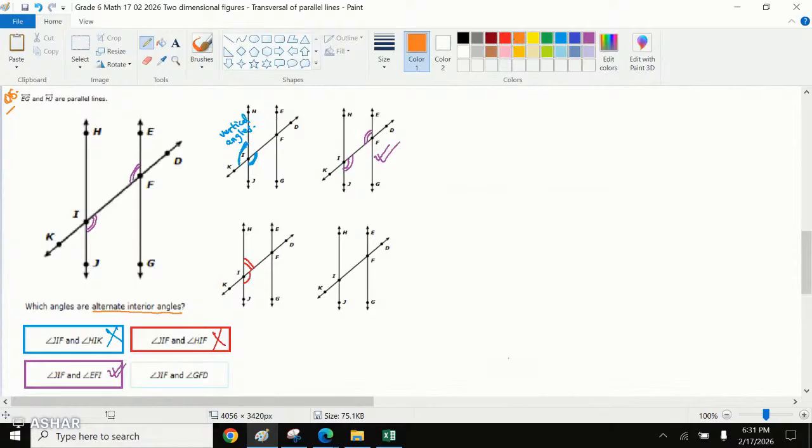And finally, the last will not be equal because we already found the answer. That is JIF and GFD. They are corresponding angles, right? So they are not alternate interior angles. So alternate interior angles in this case were JIF and EFI. Okay, what happened? I need to read.